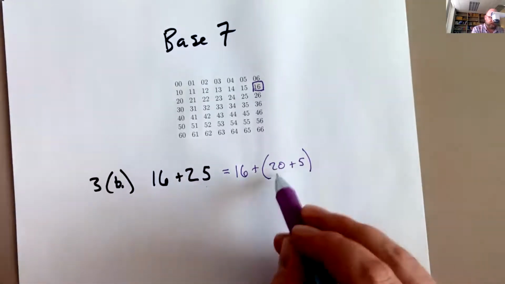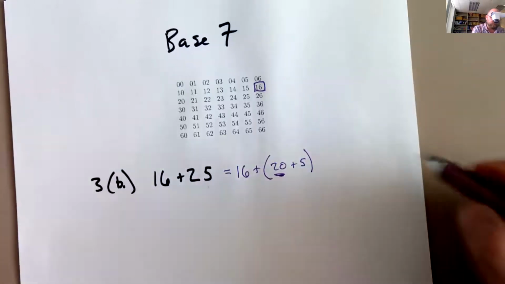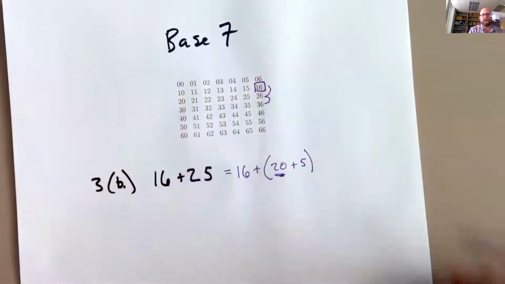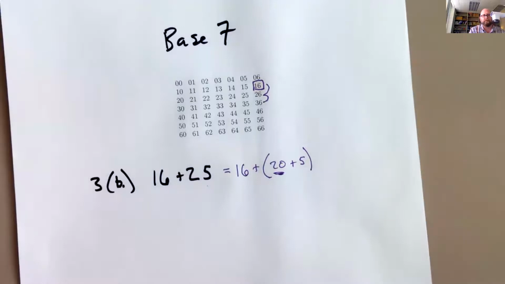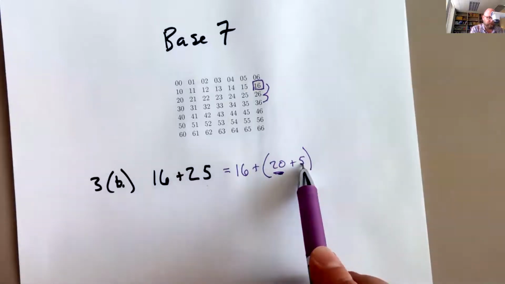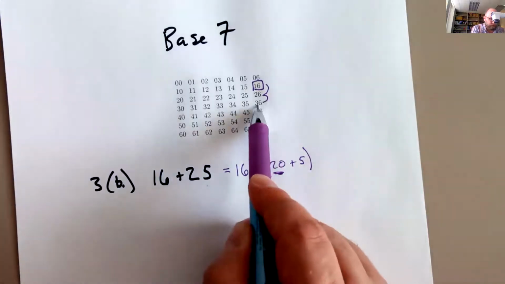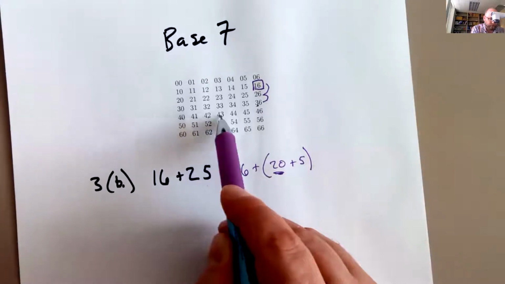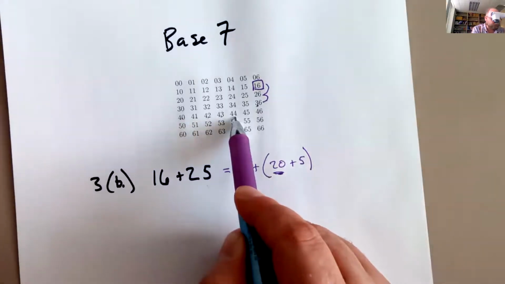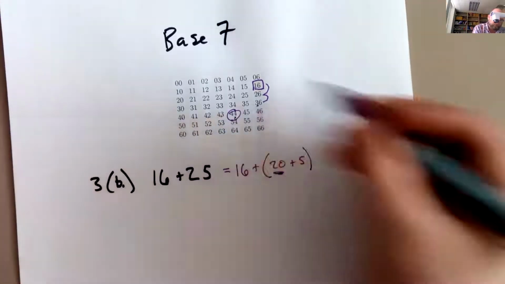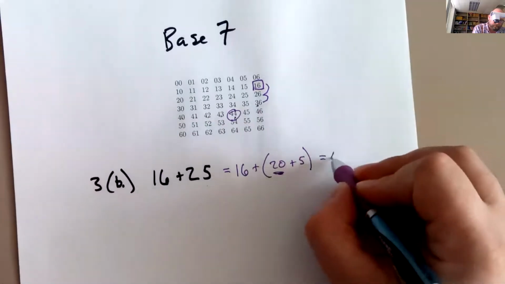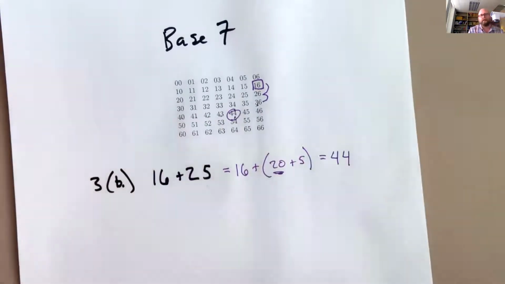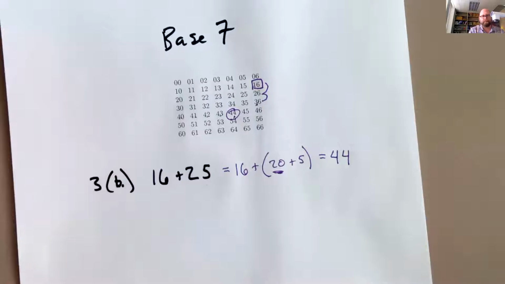because adding 2, 0 always means simply skipping down 2 rows to get to 3, 6. And then I count forward 5 more. 1, 2, 3, 4, 5. To get 4, 4.